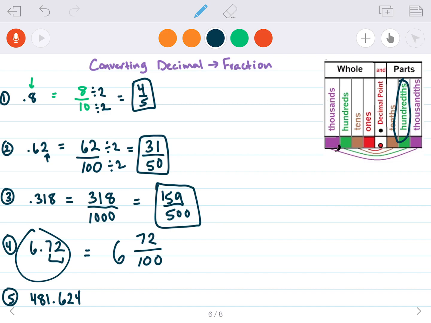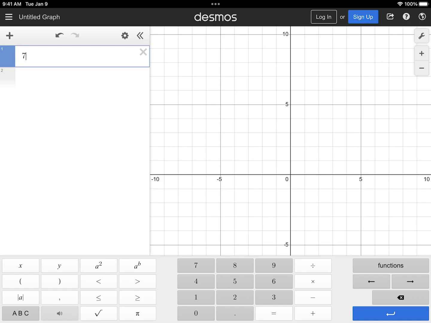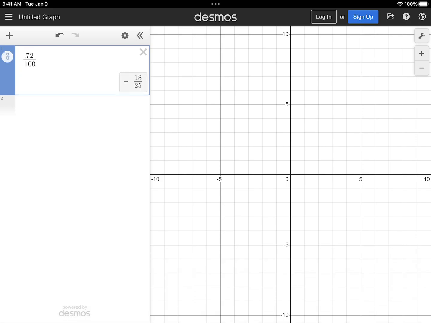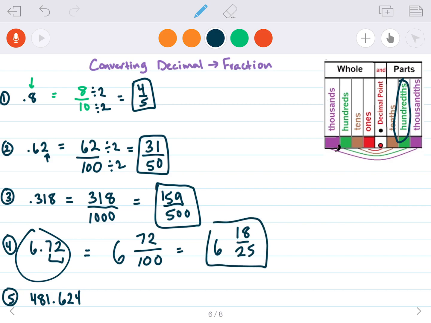And then we just simplify the fraction part. So 72 out of 100, I'm just going to put this on Desmos. Just being a little bit lazy here. Don't want to simplify manually. Press that fraction bar and I get 18 out of 25. So this is going to be 6 and 18 out of 25. That is my decimal number written as a fraction. Let's try the next one.